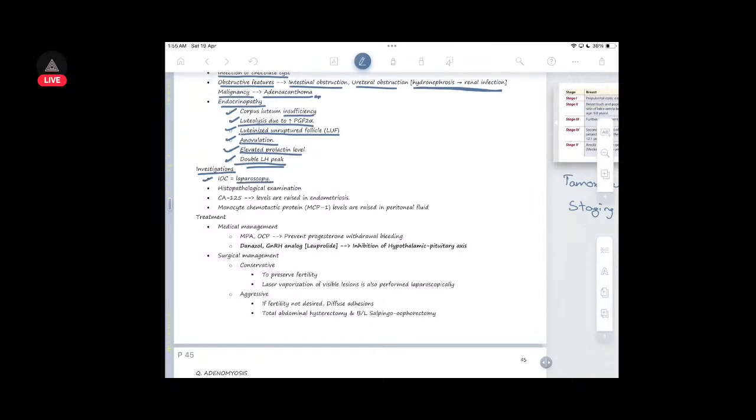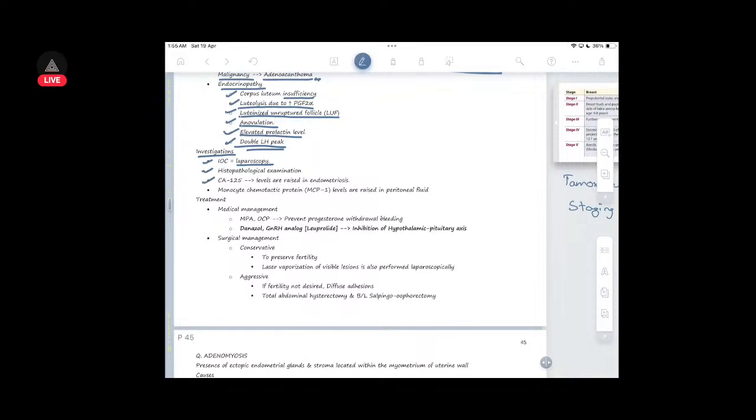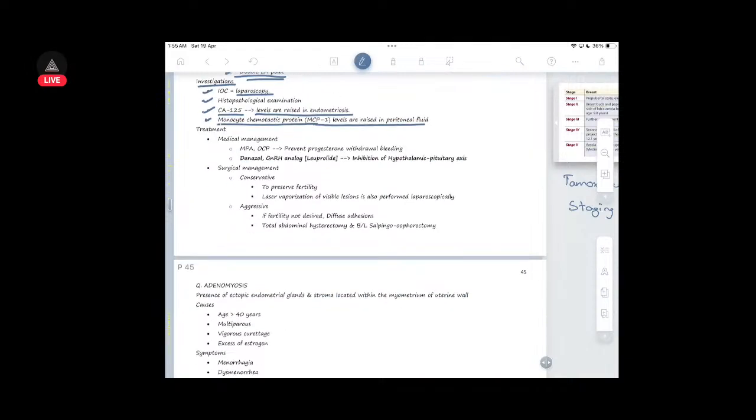Investigation of choice is laparoscopy. Histopathological examination can be done. CA125 levels are raised in endometriosis. Monocyte chemotactic protein, which is MCP-1, is raised in peritoneal fluid.